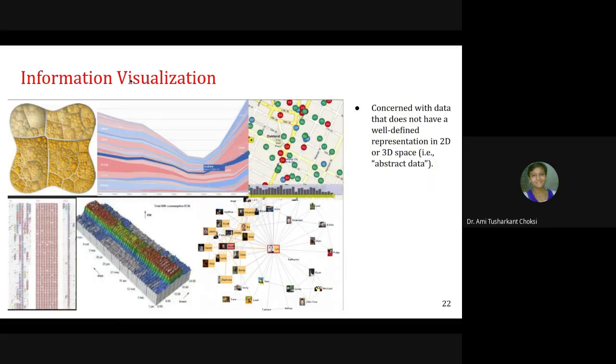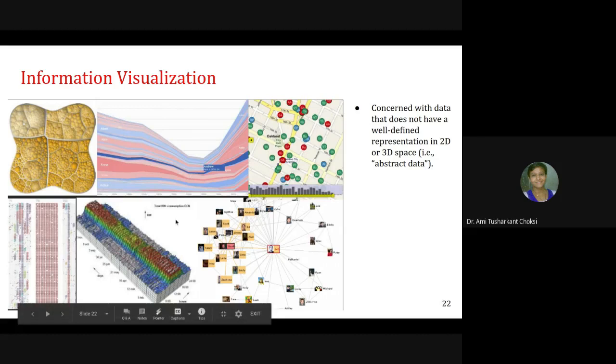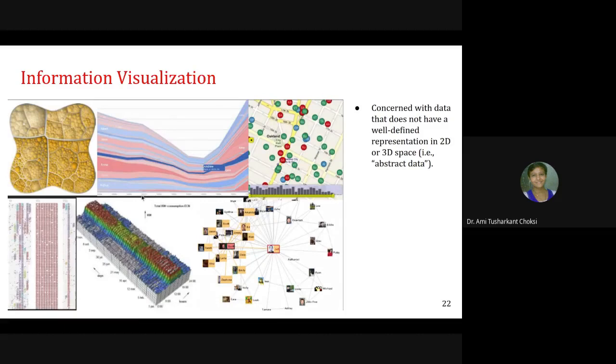Information visualization. What do we say about that? It is concerned with data that does not have a well defined representation in 2D or 3D space. That is, we can say abstract data is there. So we can see the information visualization images here in the picture.